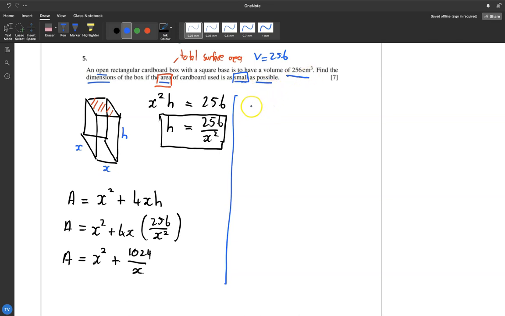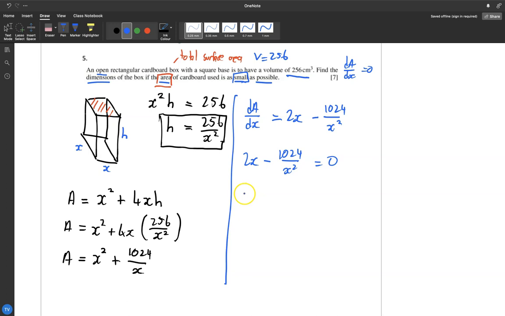We want to find the smallest value, so we have to differentiate and equate it to 0. Let's get dA/dx first. We are going to get 2x, and for this part, you differentiate and you should get minus 1024 over x squared. Once we get this, equate it to 0. Why equate to 0? Because when you set the derivative equal to 0, you can find either the minimum or maximum of a function. So 2x minus 1024 over x squared equals 0.